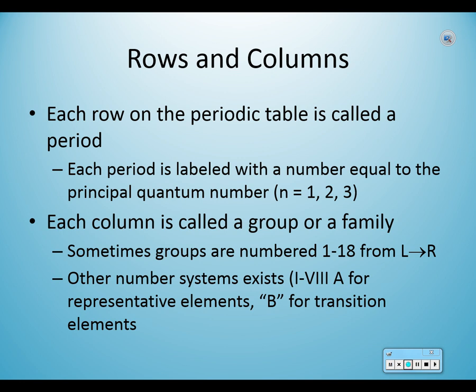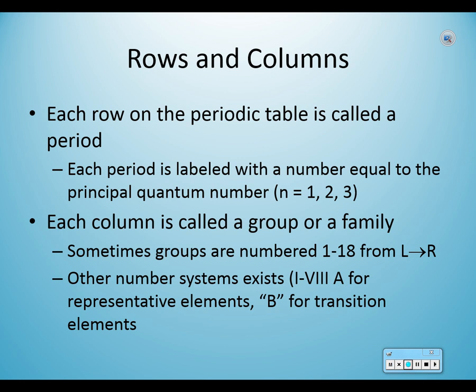How they are labeled depends on the kind of periodic table that you have. Currently, most periodic tables, the preferred method right now, label them from 1 to 18 as we go from left to right. So the column on the far left is column number 1, the next one's column number 2, and so forth, all the way across until we get to 18 on the far right.